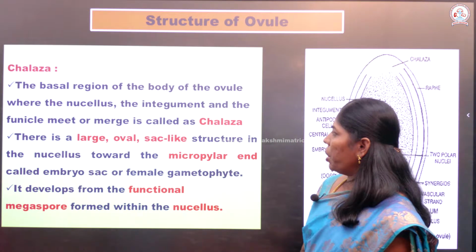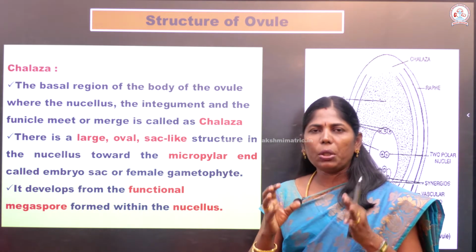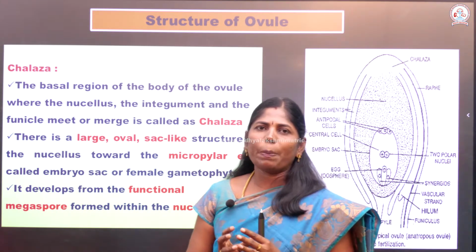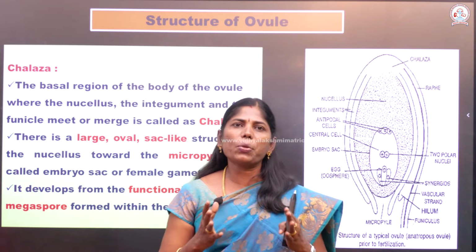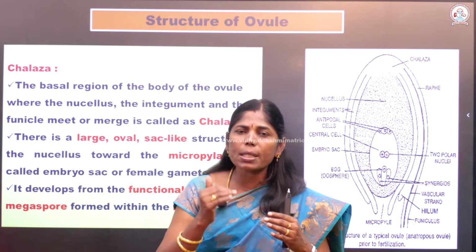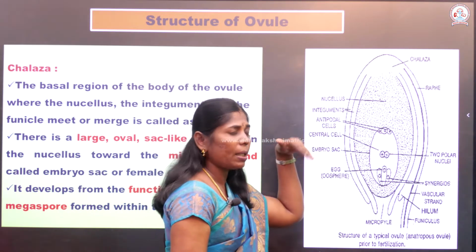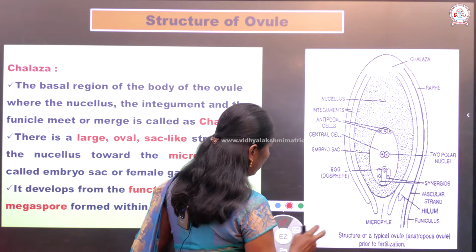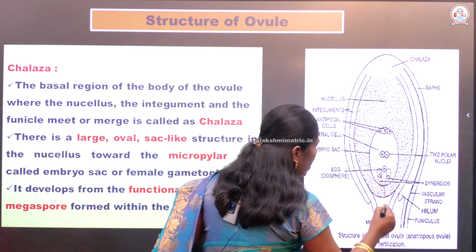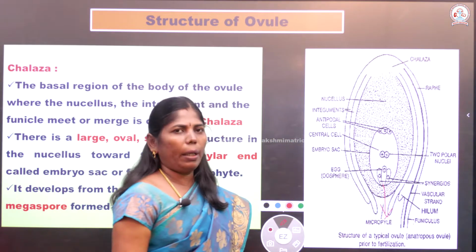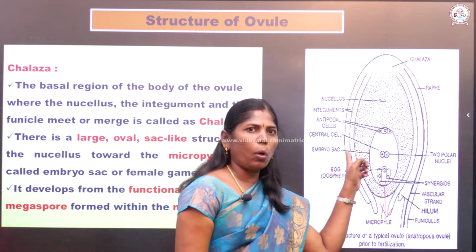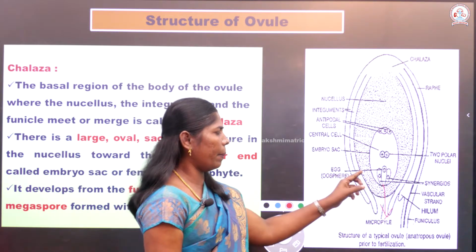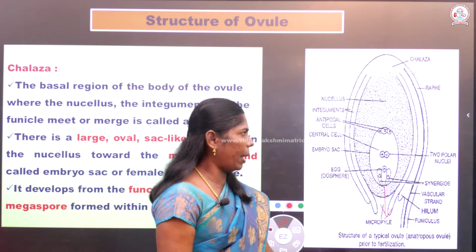Next we are going to see that in the center of the nucellus there is a large, oval, sac-like structure. That is the embryo sac. The embryo sac is towards the micropylar end, not towards the chalazal end. Which end is the embryo sac facing? It is towards the micropylar end. It is a large oval, sac-like structure known as the embryo sac.